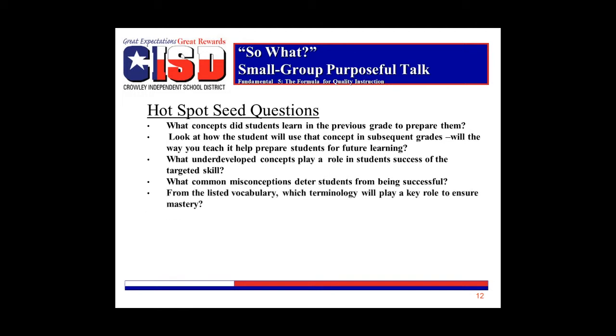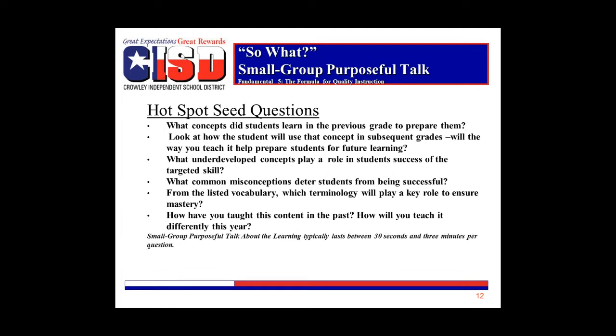From the listed vocabulary, which terminology will play a key role to ensure mastery? And how have you taught this content in the past, or how will you teach it differently this year? Please keep in mind that small group purposeful talk about the learning typically lasts between 30 seconds and 3 minutes per question. Please pause the video at this time to allow for discussion.